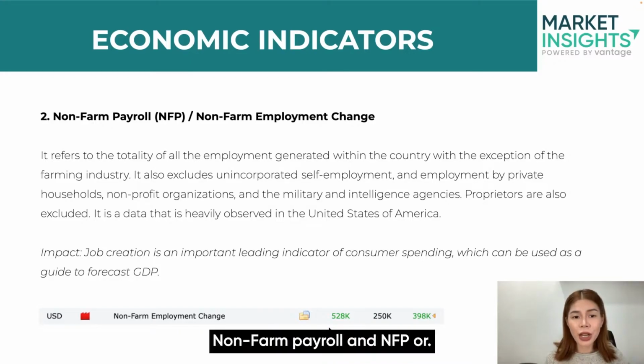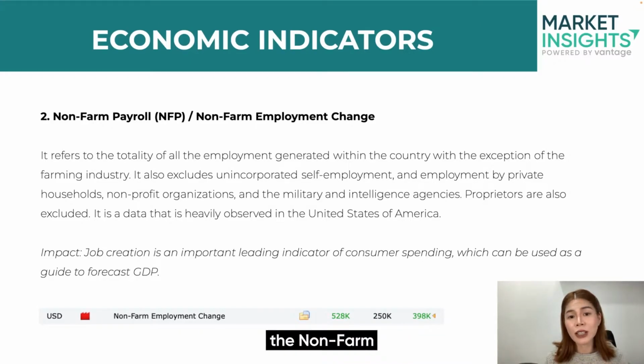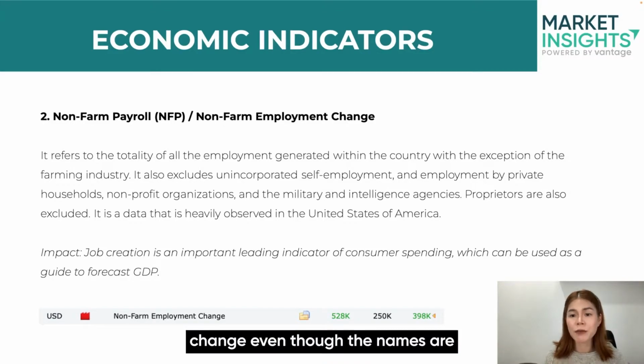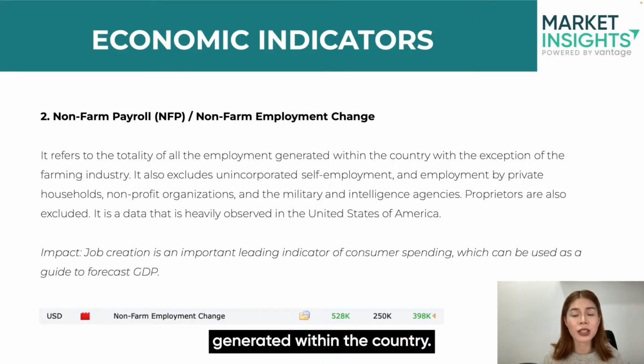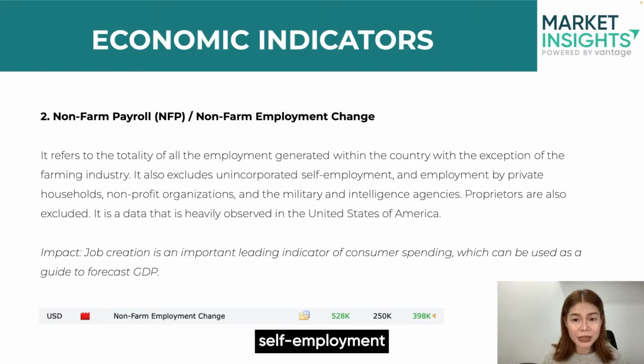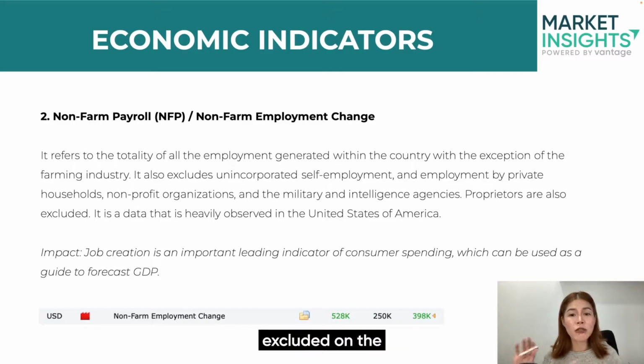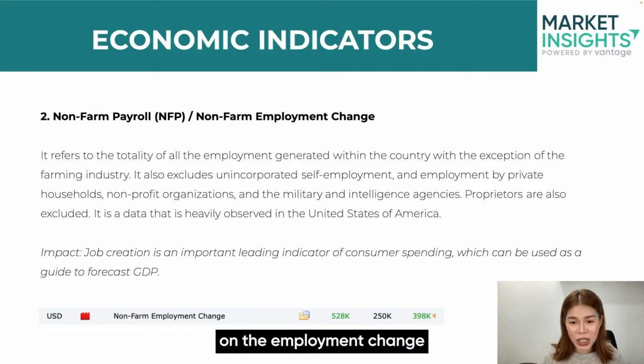Number 2, we have the non-farm payroll, NFP, or the non-farm employment change. Even though the names are different, this is actually the same data. It refers to the totality of all employment generated within the country, with the exception of the farming industry. It also excludes unincorporated self-employment and employment by private households, non-profit organizations, and the military and intelligence agencies. Proprietors are also excluded. Why are these people excluded on the employment change?